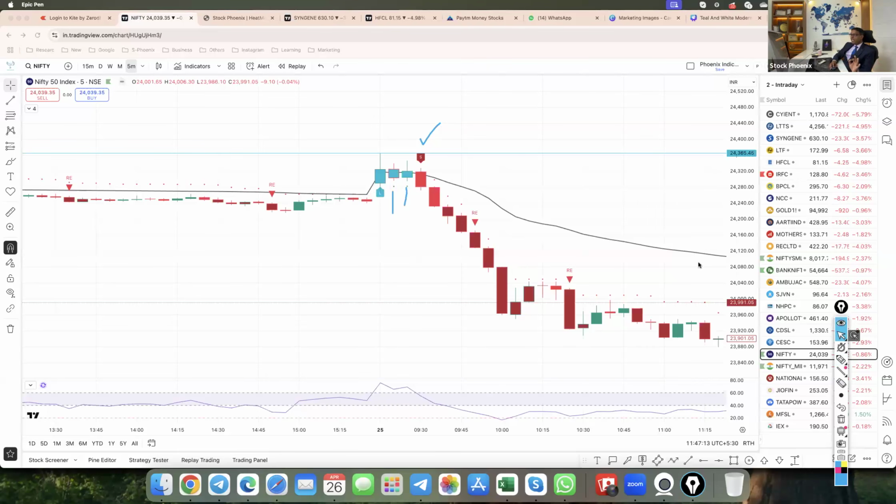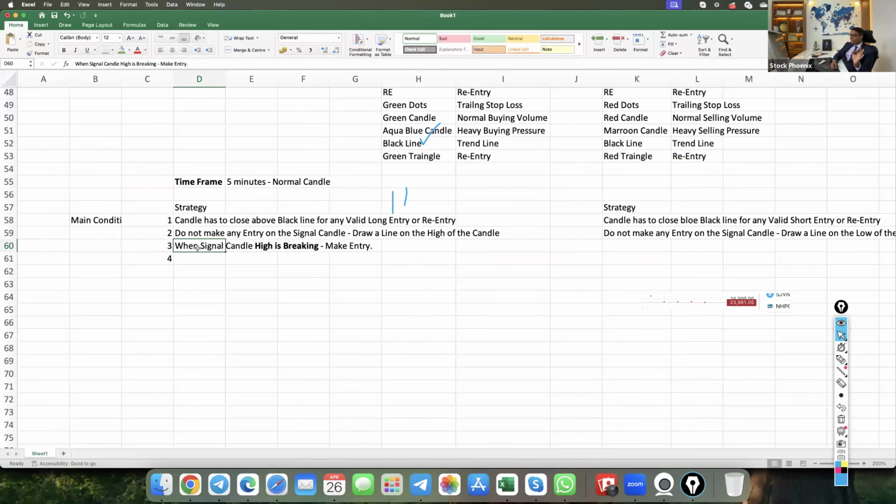Shall I take entry immediately or wait for the candle closure? Raja, my answer remains the same. When the signal candle high breaks, make an entry. Have you got the answer? You asked 10 different questions. My answer remains the same. When the signal candle breaks, make an entry.